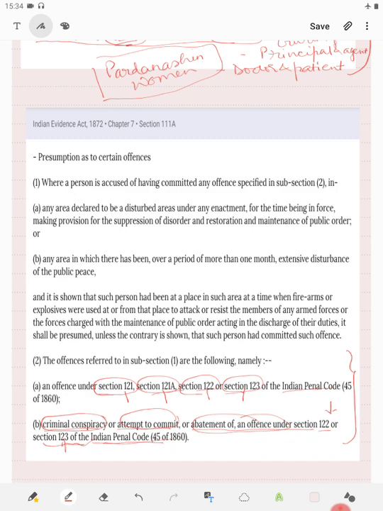Now, the first condition is that this type of offense should be there. Then that offense should be in a disturbed area, that is, the area must have been declared a disturbed area under any enactment for the time being in force making provision for suppression of disorder and restoration of maintenance of public order. Why is it disturbed? Because there is disorder, and public order needs to be restored. So first, the offense should be one of these offenses mentioned in the IPC. Second, this offense should be in relation to a disturbed area.